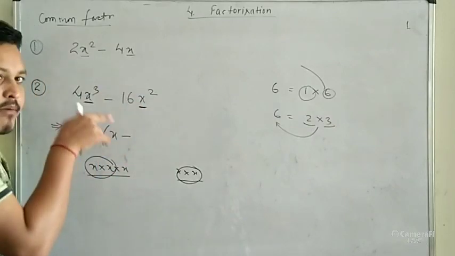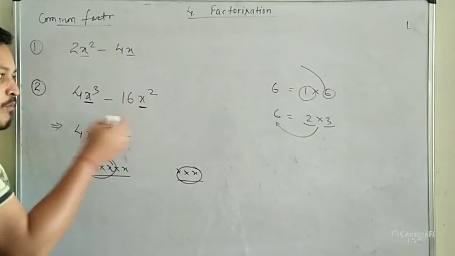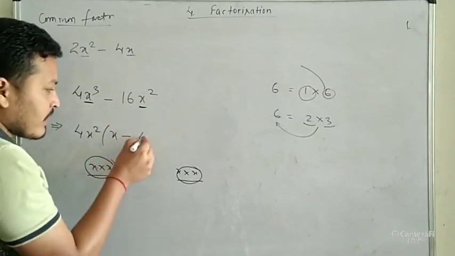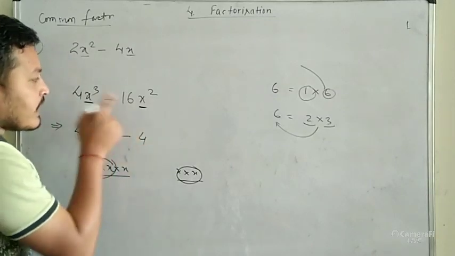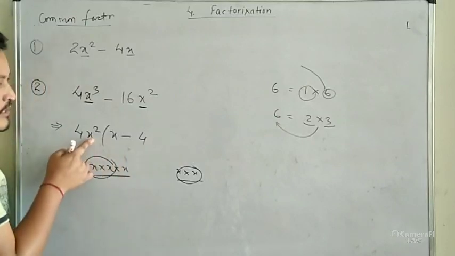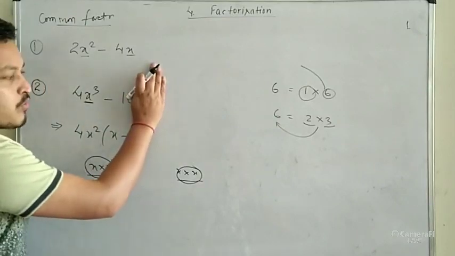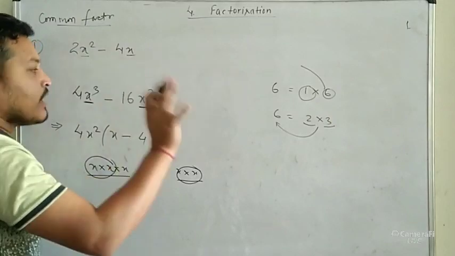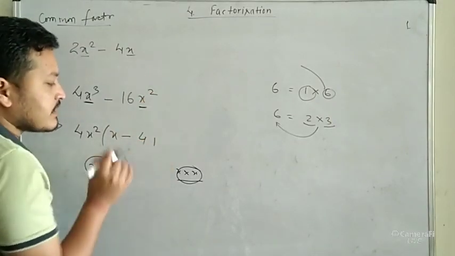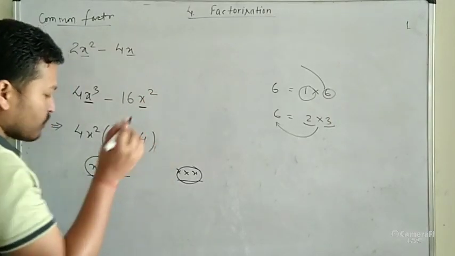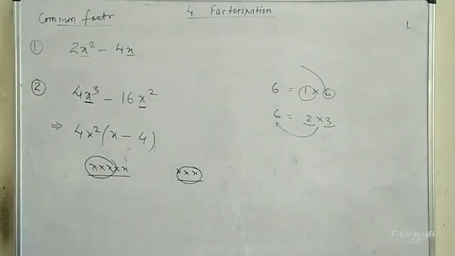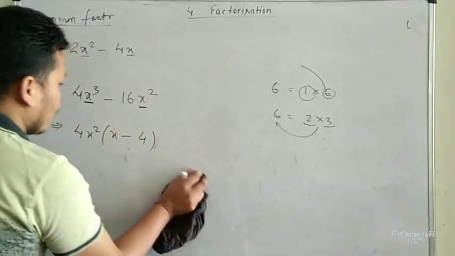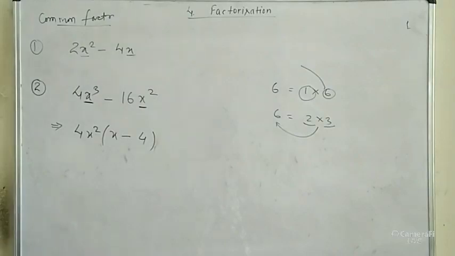So this 16 divided by 4, how much remains? 4 will remain here, because 4 into 4 is 16. And we have taken x square as common out. What is remaining? Nothing, which means 1 is remaining. So 4 into 1 is 4. So this is the answer of this question: 4x square and x minus 4.